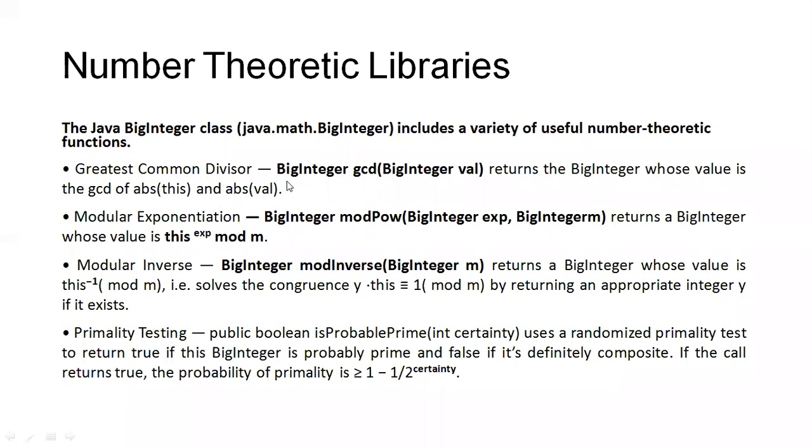Like for GCD, there is BigInteger gcd, which returns a BigInteger whose value is the GCD of the two values. If you have two big integer values and want to find the GCD, you have to call the library and use that function. Again, for modular exponentiation, these libraries are available. So we can use these libraries and easily solve all these equations.